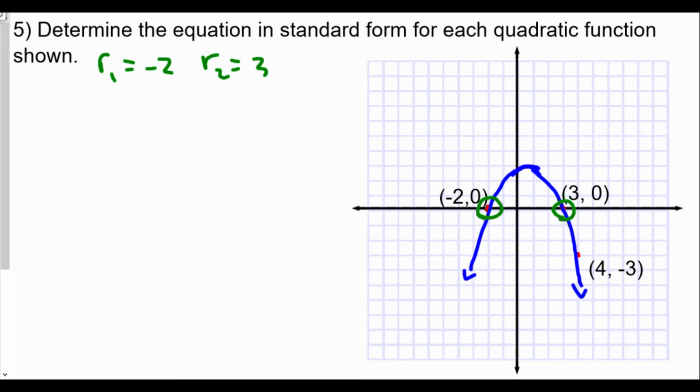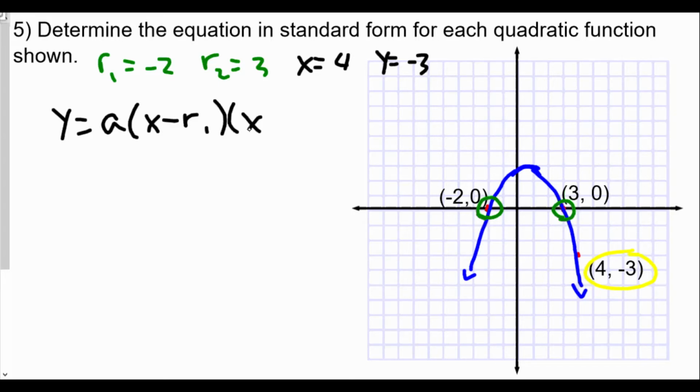Now, we don't know what a is equal to. We're given another coordinate: x is equal to 4, and a matching y value equal to -3. And so we're going to use our root form of a parabola, which is y is equal to a times (x minus r1) times (x minus r2). Now we'll solve for a by plugging in x and y. Once we find a, because a is the unknown value here, we'll be able to fill it in.